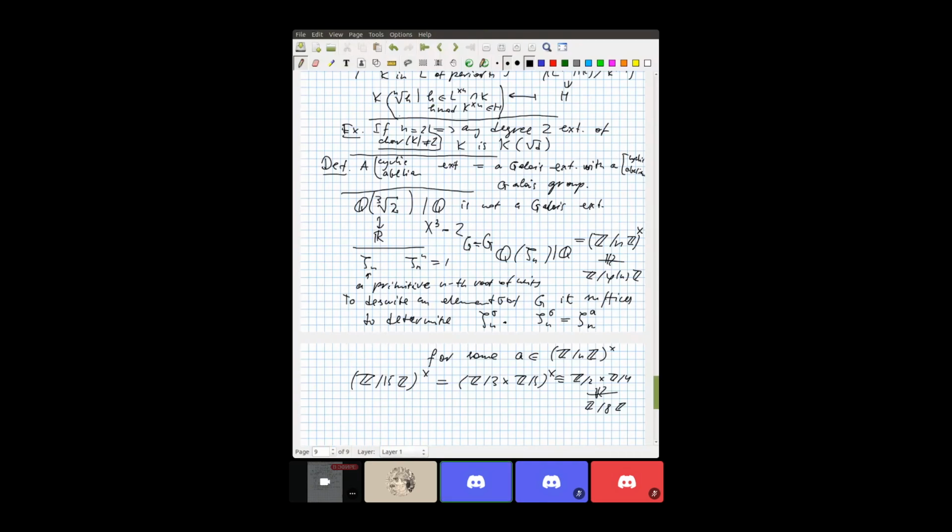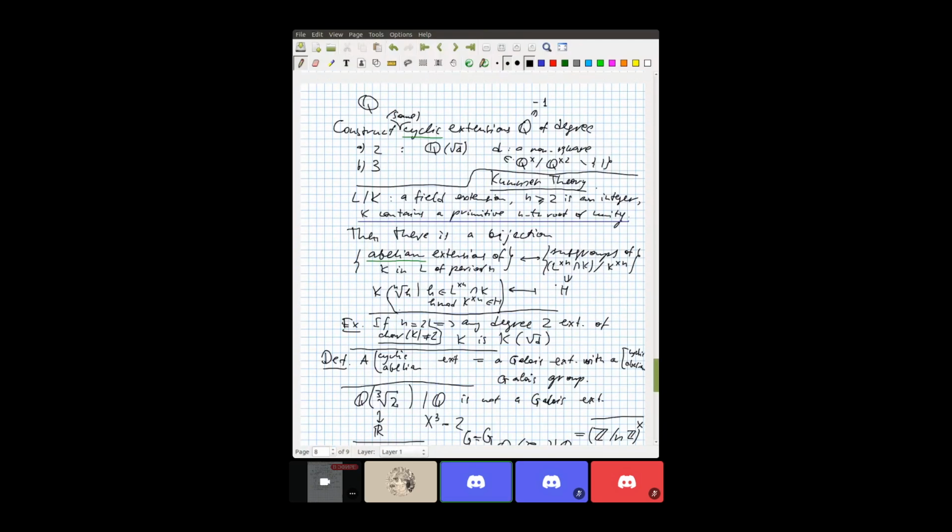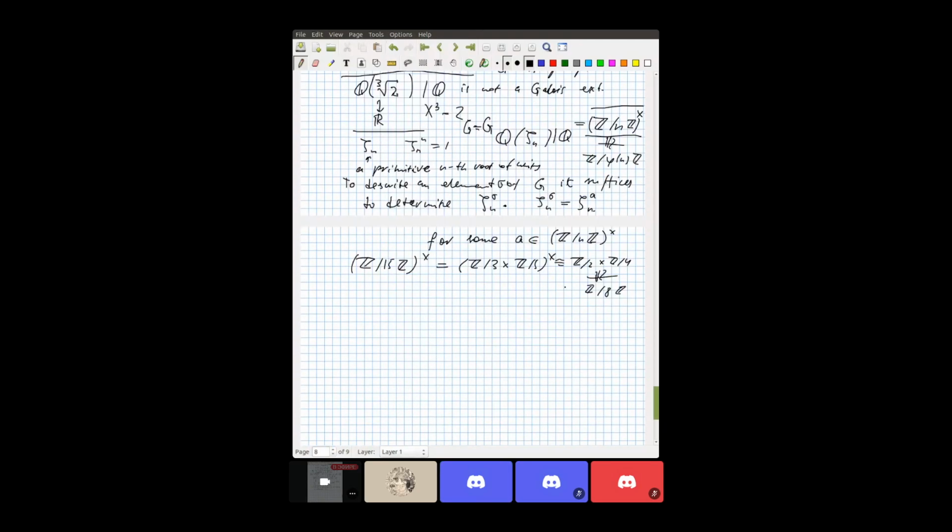So this way we can construct extensions. We have constructed extensions with such groups, the multiplicative group of Z mod n. So the question is how to construct an extension with the cyclic group of order 3, for instance.